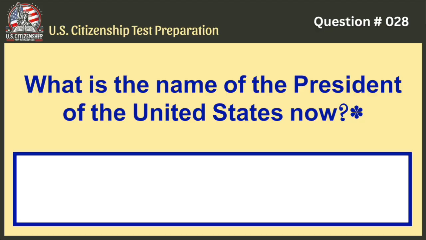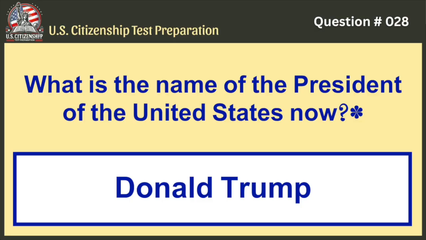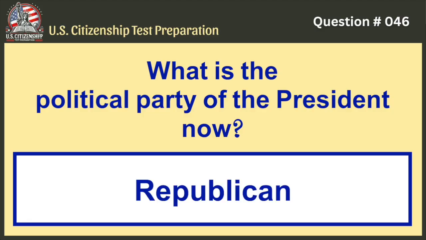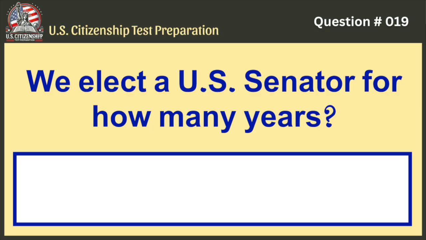What is the name of the President of the United States now? Donald Trump. What is the political party of the President now? Republican. We elect a U.S. Senator for how many years? 6.